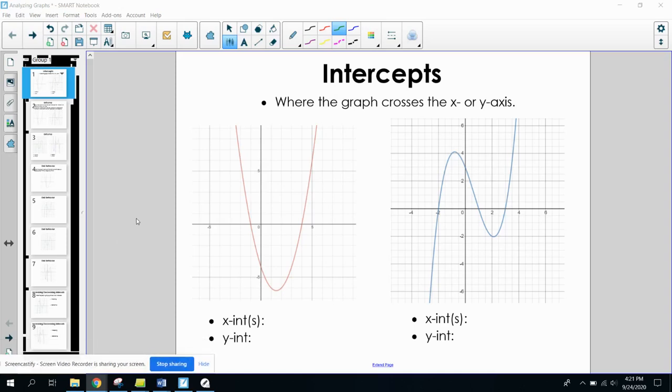In this lesson, we're going to discuss how we can analyze graphs by looking at key features. The first key feature we're going to look at are intercepts. Intercepts are where the graph crosses the x or the y axis. So here we have two different graphs.